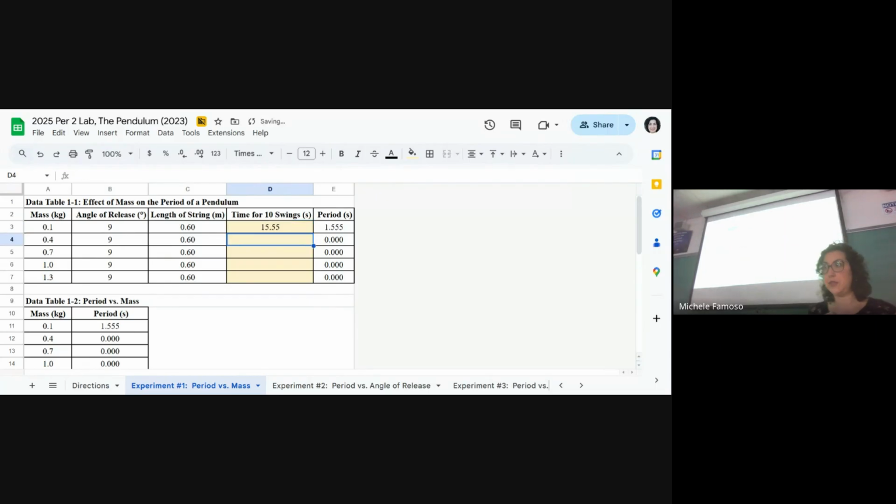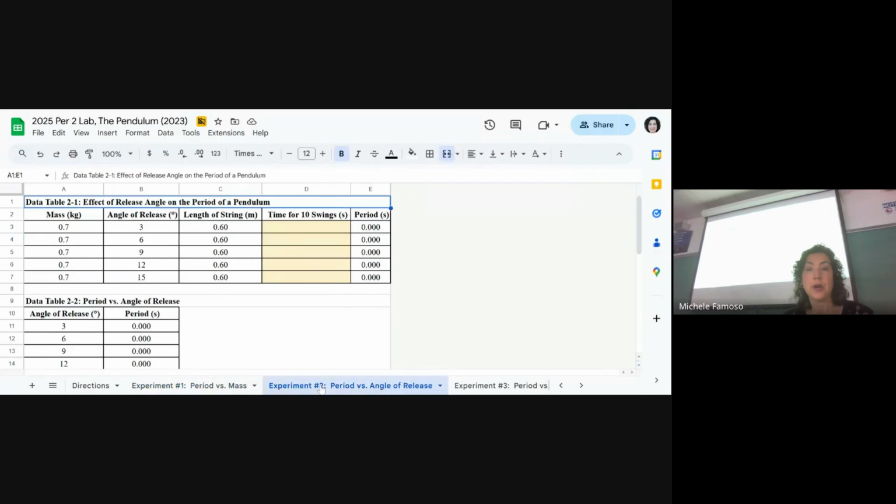You don't have to replicate that trial. You're going to do all the others. I'm going to allow you to partner up with somebody. So if you want to partner up, you can split and say, I will do this data. You have 2 other tables you have to complete. One on experiment 2, you have to construct these pendulums, get those times. And in experiment 3, you have to construct these pendulums and get those times.